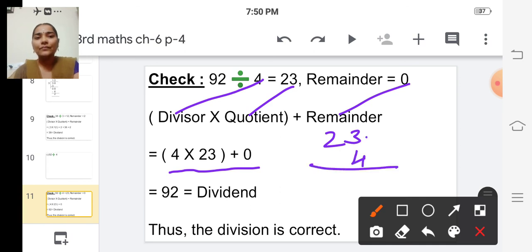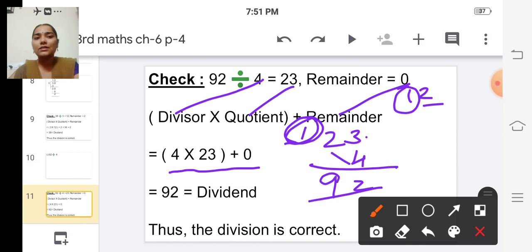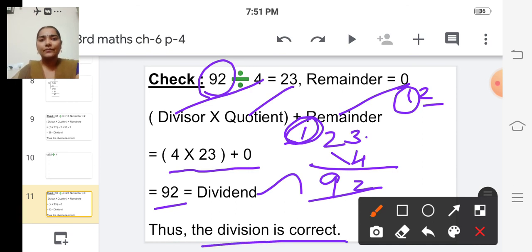4 3s are 12. So write this 2 here and carry over 1 to the next place, and 4 2s are 8, isn't it? 4 2s are 8. 8 plus 1 is 9. So 92, which is our dividend. So the division is correct.